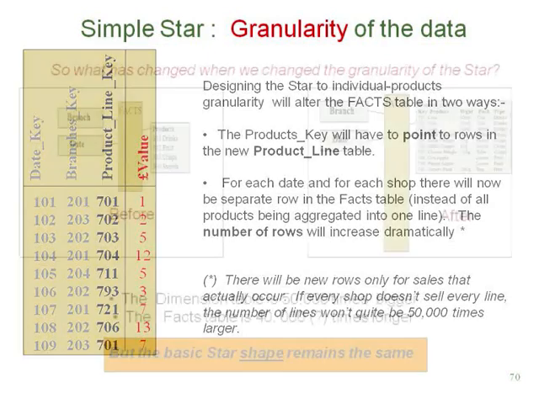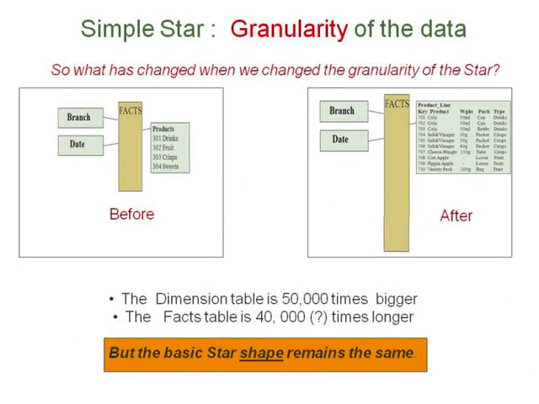So now we can see what's changed. The before shows a facts table with 3 dimensions. The after shows a facts table with 3 dimensions. But the dimension table is perhaps 50,000 times bigger. The facts table will be larger too, but the precise size of the increase will depend on the combination of products that the customers have bought. But the basic star shape remains the same. And that's a major advantage of stars.